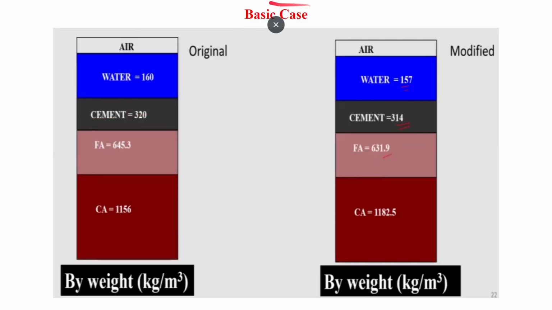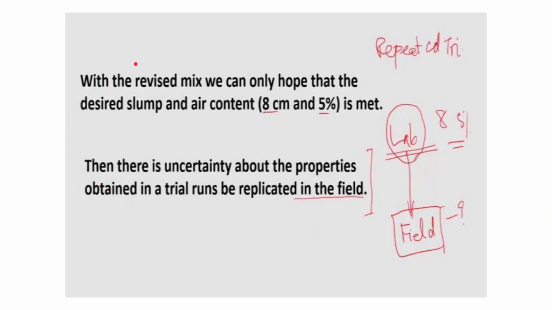In the basic case, if you remember in the calculation, we got 160 and 320 as the water and cement content, and the other values were as such. But in this case, because we have subtracted to 157, we have to reduce the cement to 314, that is 320 minus 6, so that the W/C value is again 0.5. 157 by 314 is 0.5. If we had considered 320, it would have been less than 0.5. So we have to consider that and make it constant. Using these recommendations, we find that the slump and the air content will be satisfied.